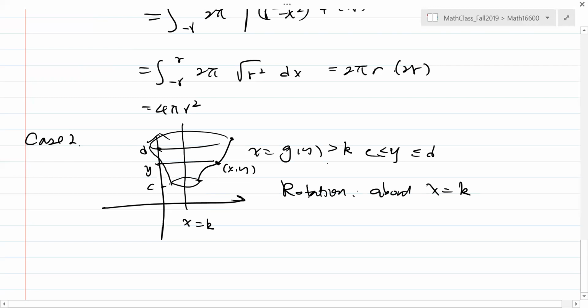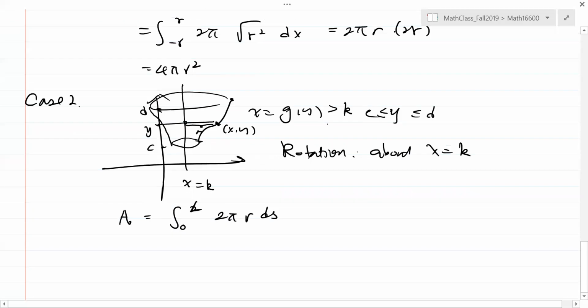Okay, so this is a surface around this vertical line. So let's set up the integral for this. The radius is going to be here. R is here. So the universal formula is going to be 2 pi r ds. This is always true.